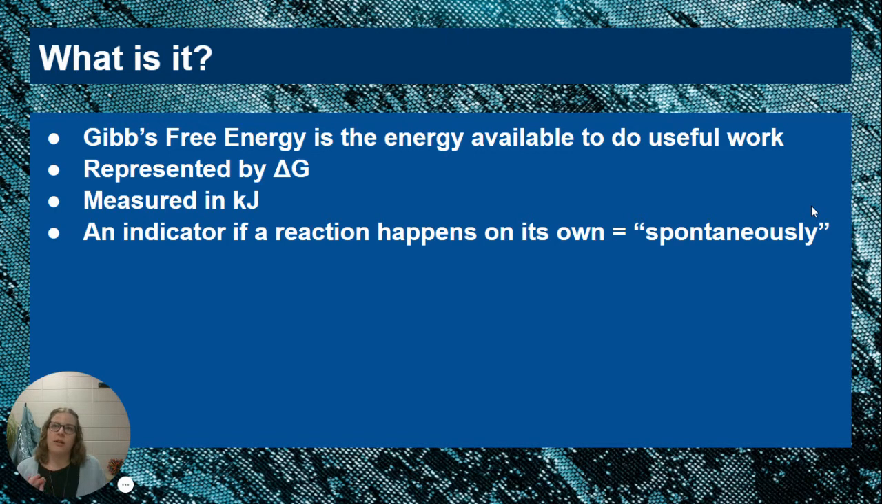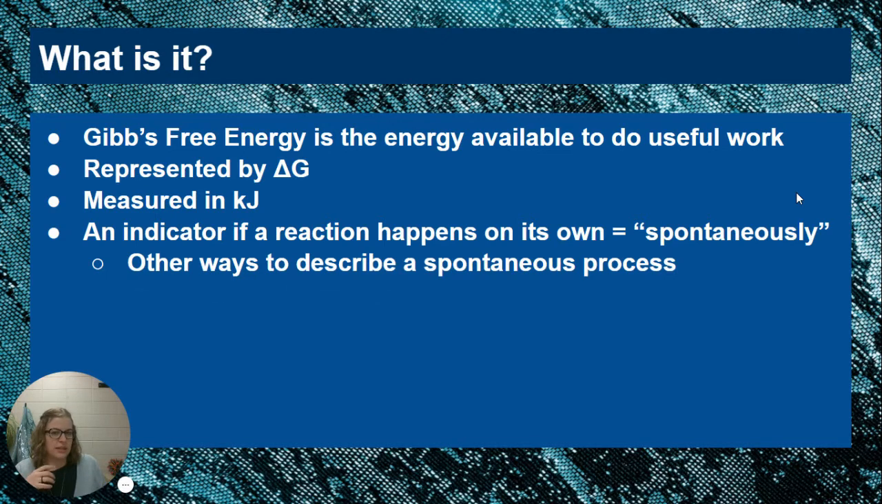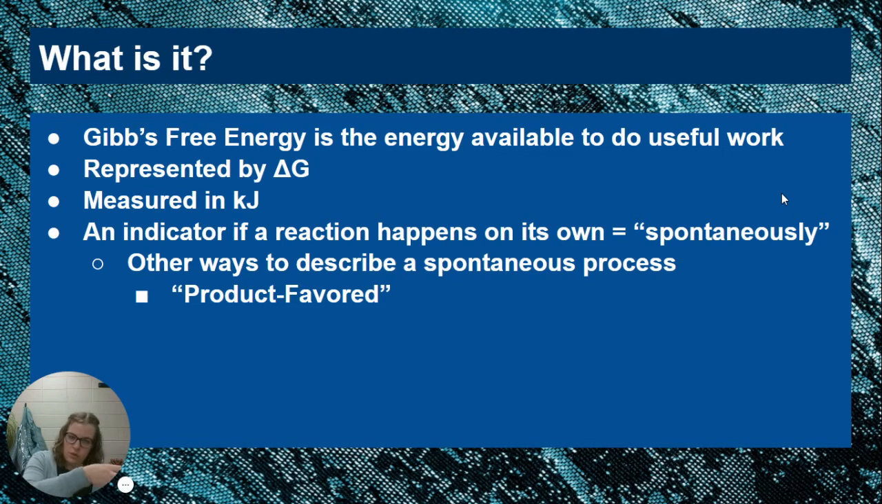Now, the College Board is moving away from the term spontaneous, but you do see it sometimes. What they like to do is use the term product favored. So a product favored process is something that happens spontaneously because it naturally heads to products, if you think about it. So product favored means that at this specific temperature, it will head to products eventually. If a process is reactant favored, it means that it wants to stay as reactants at that specific temperature. And here's the big thing.